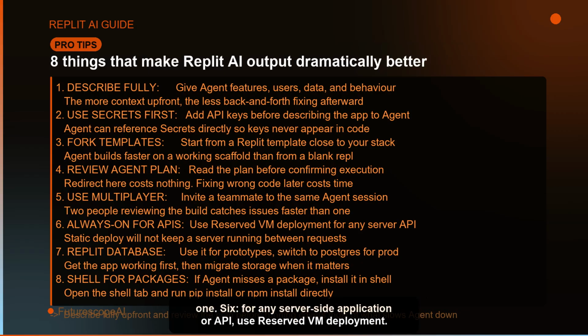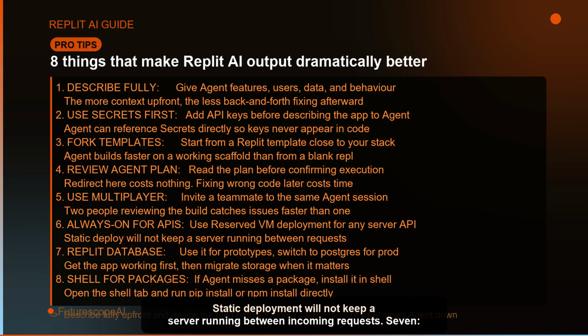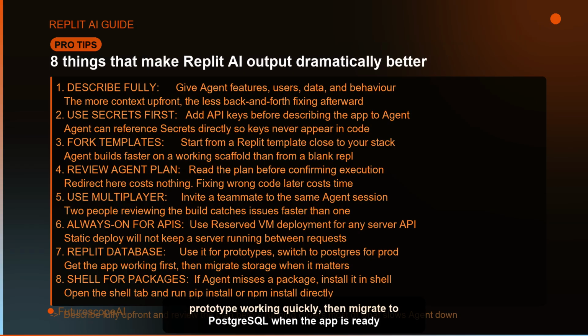6. For any server-side application or API, use reserved VM deployment. Static deployment will not keep a server running between incoming requests. 7. Use Replit database to get the prototype working quickly, then migrate to PostgreSQL when the app is ready for production scale. 8. If Agent misses a package or installs the wrong version, open the shell tab and install it manually. Pip install and npm install both work directly in the Replit shell.